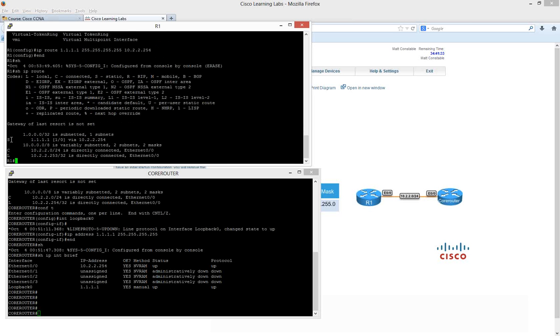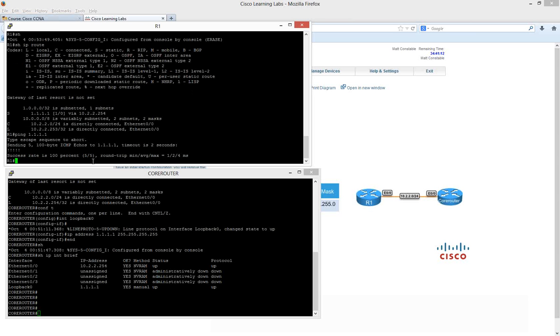Okay, so if I go show ip route now, whoa, look at that, here we go, it's there. So we've got a static route, 1.1.1.1, admin distance of 1, via 10.2.2.254. So now if I ping 1.1.1.1, we have network routing happening. So that's what static routes are. That's how you do static routes.